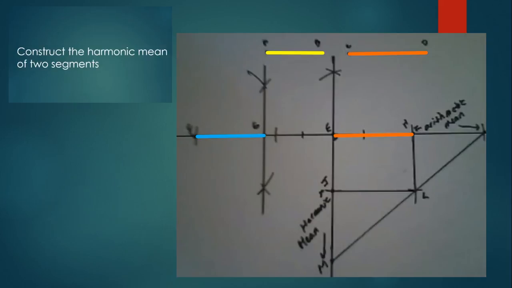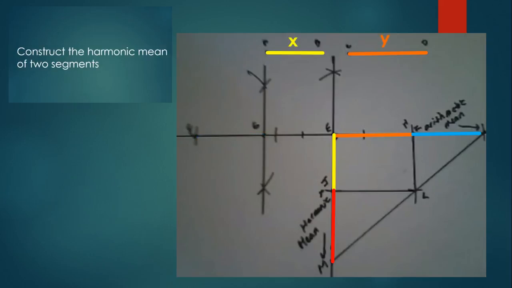Then we copy some of those lengths. So the length of the orange line segment we've copied right there, and the length of the yellow line segment we've copied right there. And then we copy the length of that arithmetic mean in this position. The red line segment is our harmonic mean.